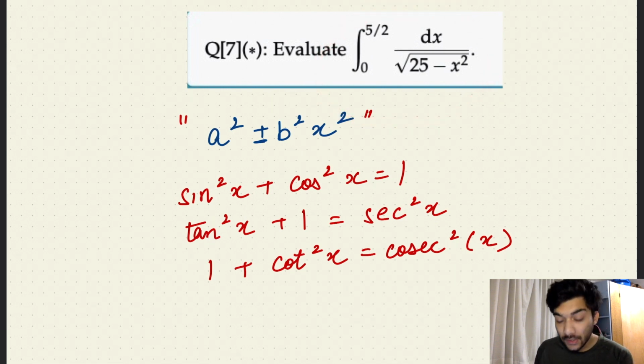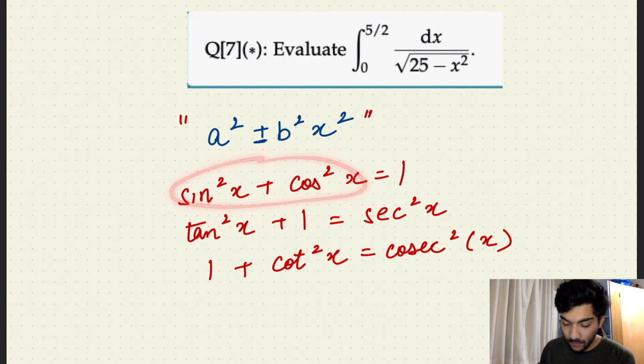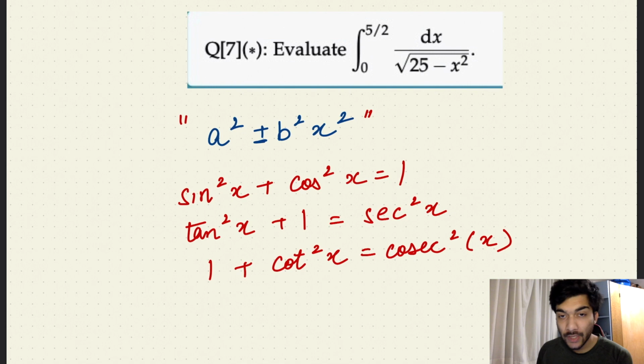So let's try to solve this question and see what specific trigonometric function we can take for our x in order to simplify this square root expression over here. We can clearly observe that since sine square x plus cos square x equals 1, if we move the sine square to the other side, we know that cos square x equals 1 minus sine square x. And we can clearly convert this 25 minus x square expression into 25 times 1 minus sine square or 1 minus cos square expression.